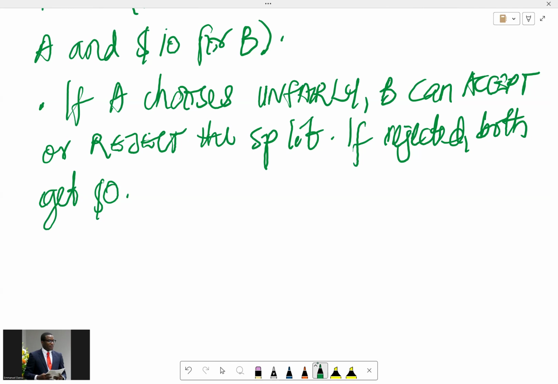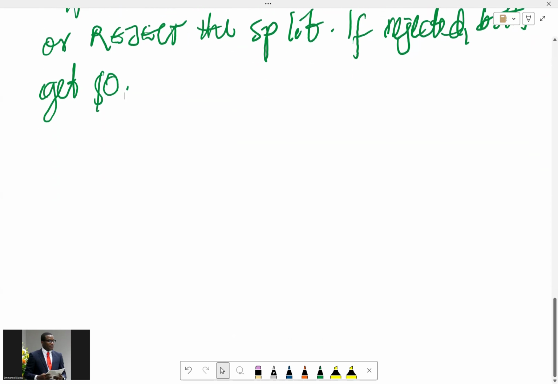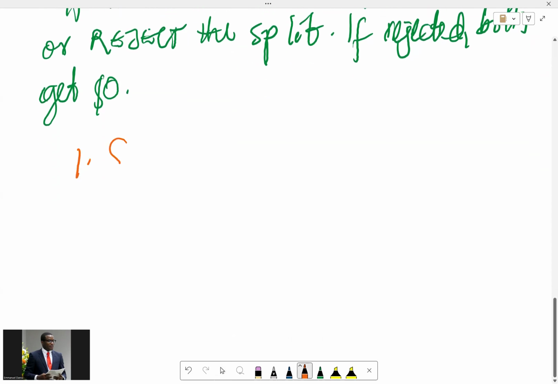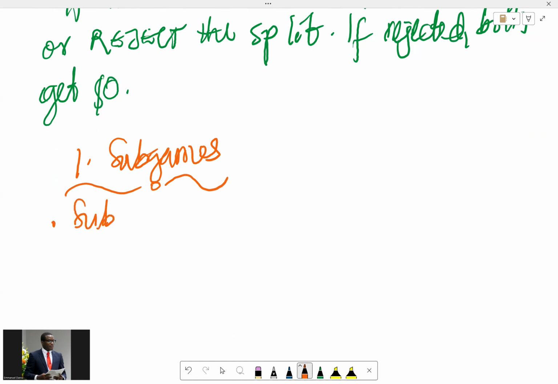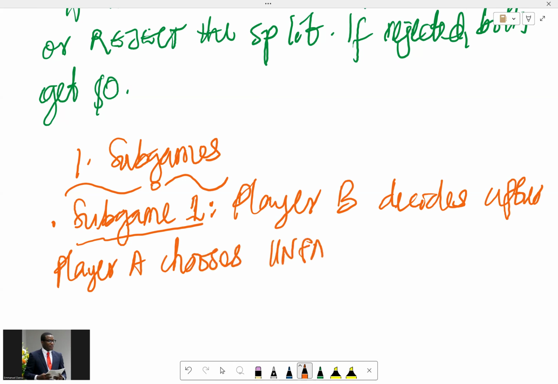Now, how does that play into SPNE, Subgame Perfect Nash Equilibrium? Let's see that. Number one, we look at the subgames. We have subgame one. Subgame one is where player B decides, after player A chooses unfair. That's subgame one.